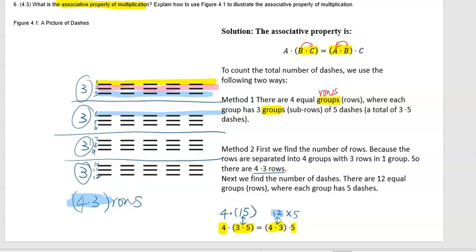Of course, both ways are correct. Both ways tell us how many dashes are in the drawing, in the picture. So they should be equal to each other, whether it's the first method of counting or the second. They must be equal because they both tell us the total number of dashes. And by looking at this, we can see this is exactly the associative property.